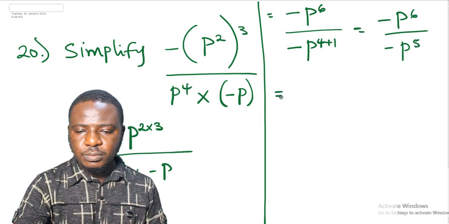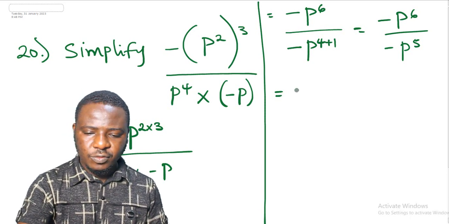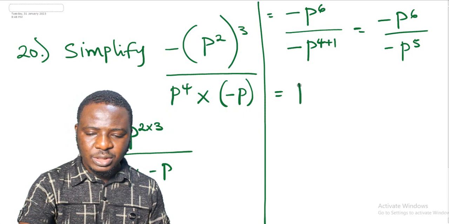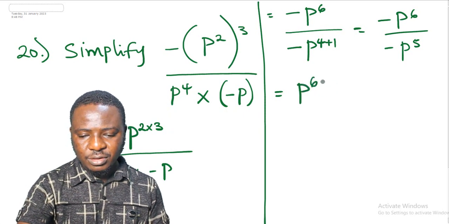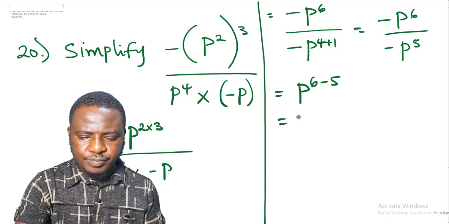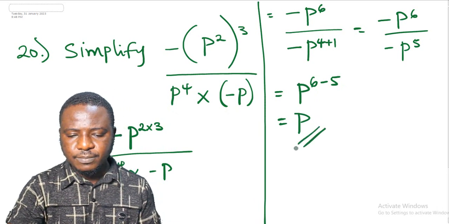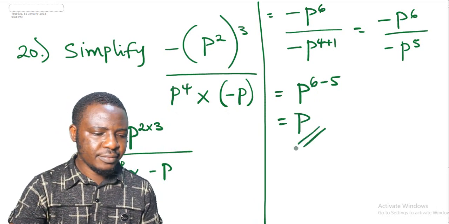This is equal to, negative divided by negative is positive, so this returns the positive. Positive p raised to the power of 6, because this is division, minus 5. This is equal to p raised to the power of 1, which is p. So this is our answer.